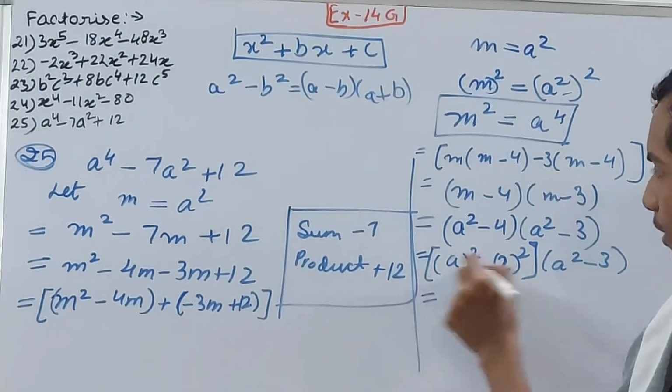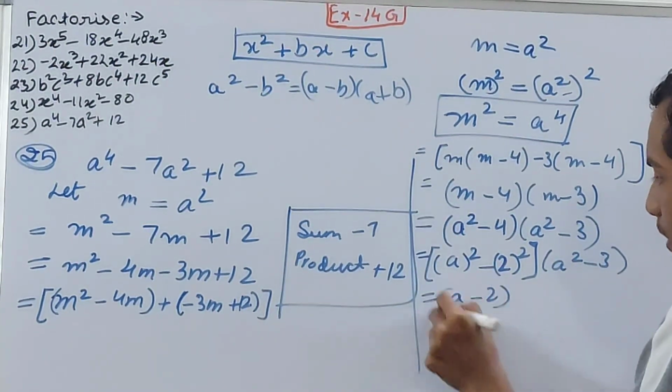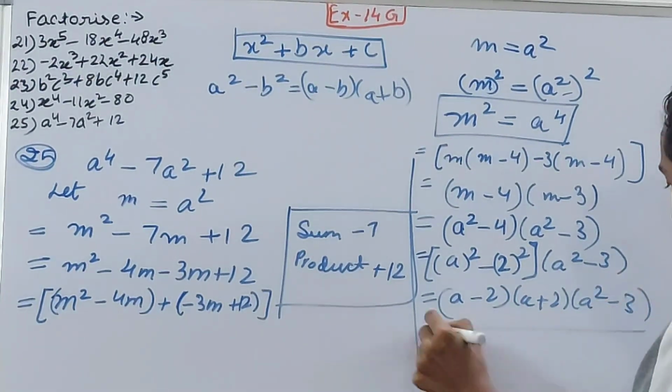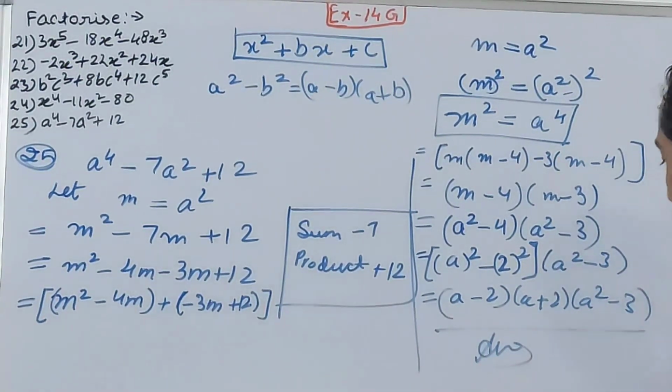So now you can use the identity. You will have a minus 2 into a plus 2 into a square minus 3, which is the final answer of this question. You cannot factorize any further. A minus 2 into a plus 2 into a square minus 3.